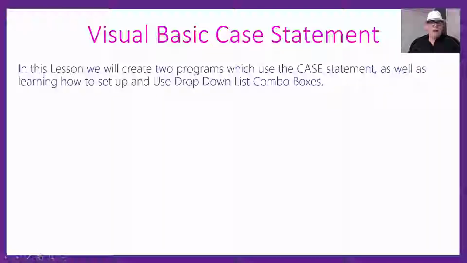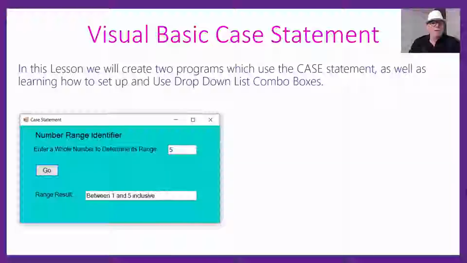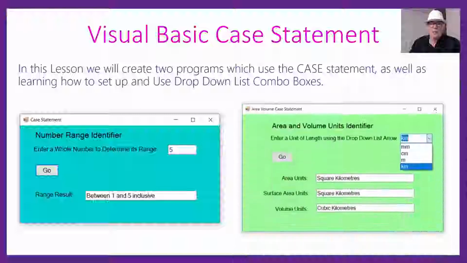Okay, so the Visual Basic case statement. So we're going to have two programs which use the case statement. The first one's going to be a simple number range identifier program, and then the next one after that will be the area and volumes units identifier. So let's just take a look at those and see how they work.